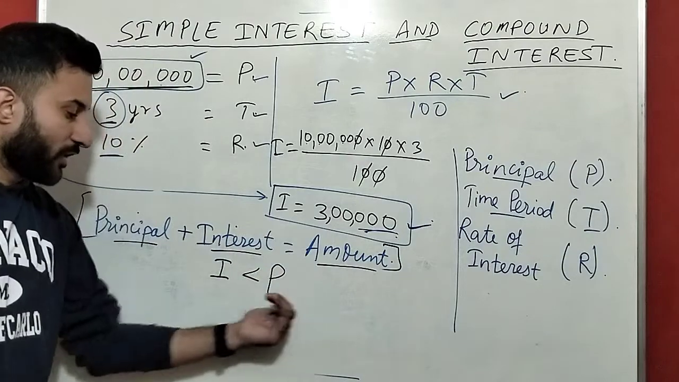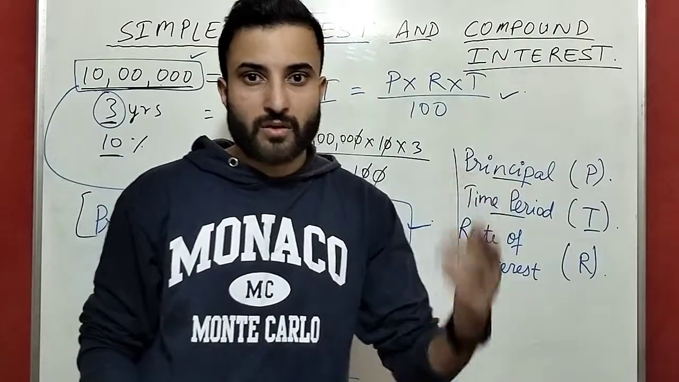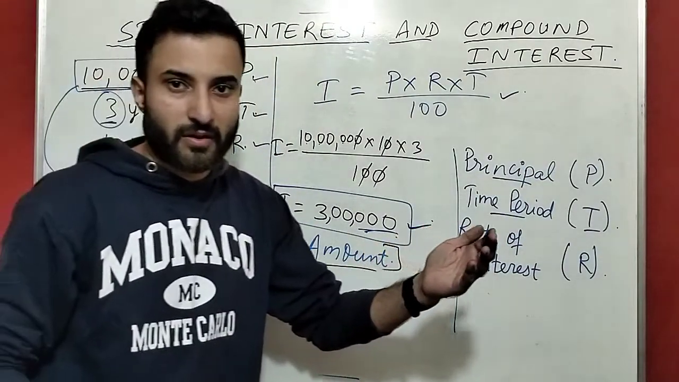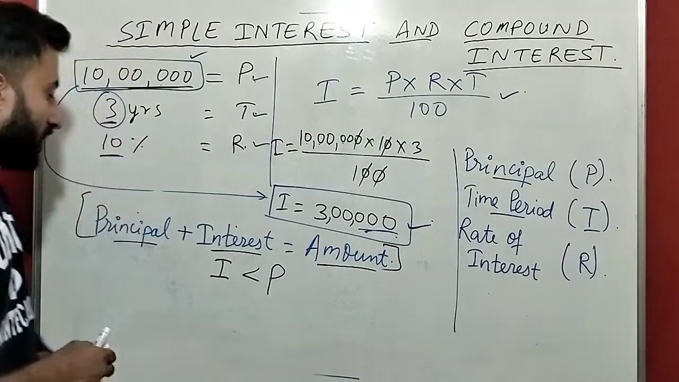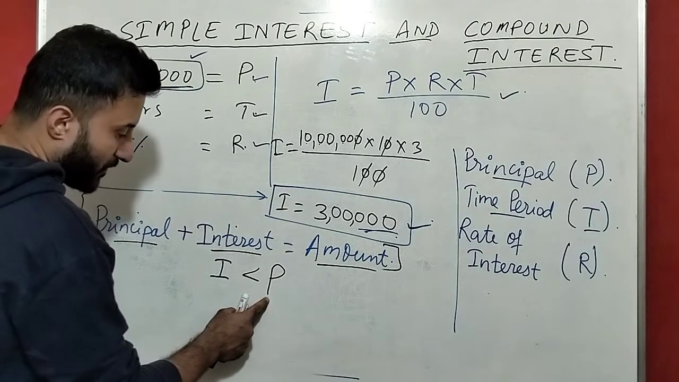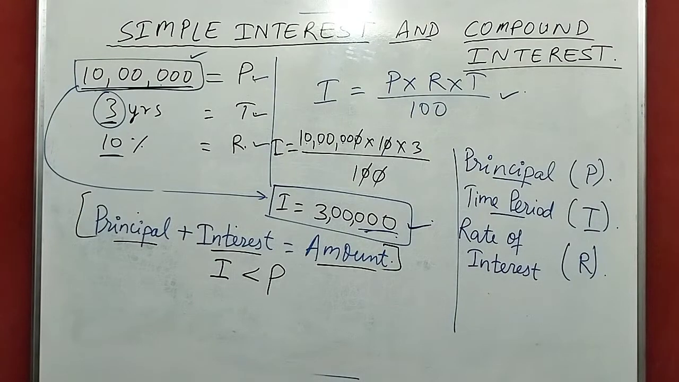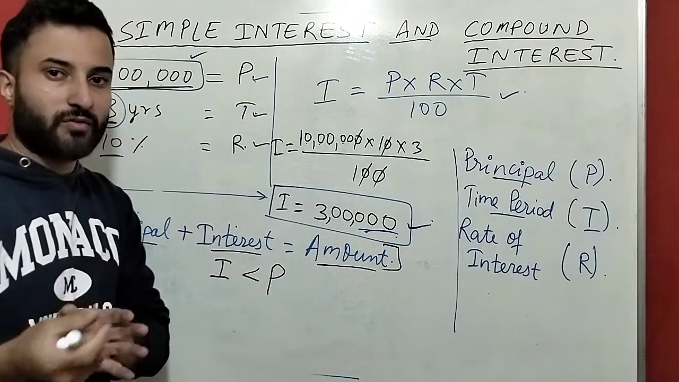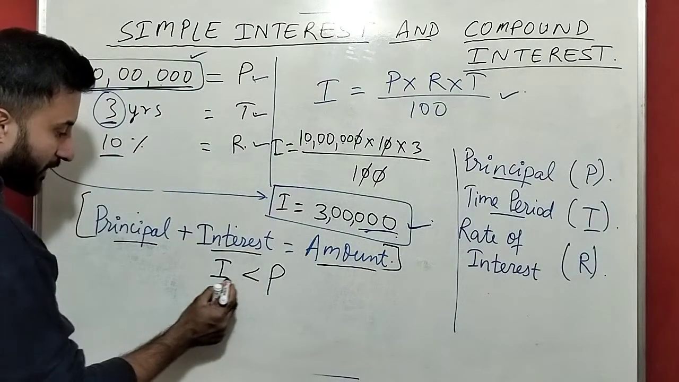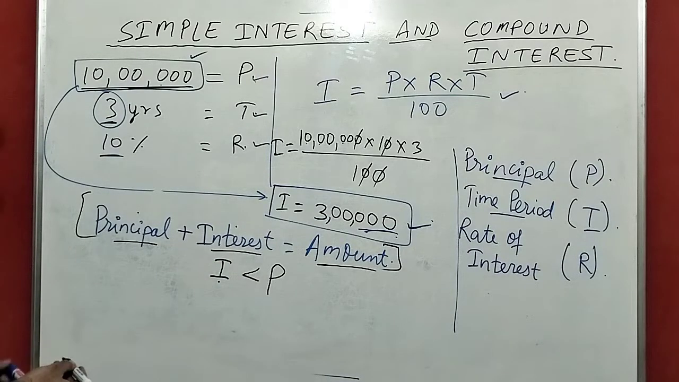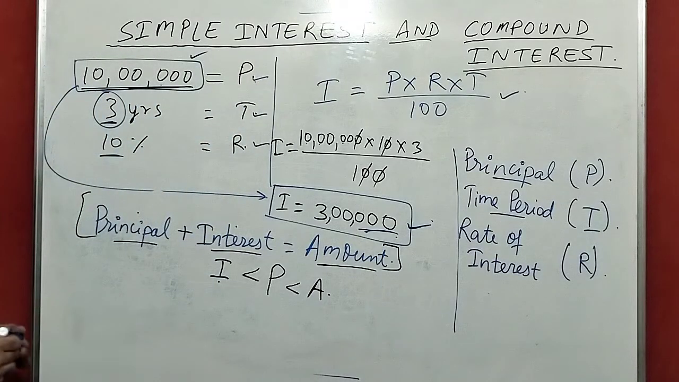Guys, remember this trick. I will tell you how to apply it in the questions, when we will be solving the exercises in the upcoming videos. Okay. So every time the interest is less than the principal. If two values are given, one will be your principal, and the lesser value is your interest. So the interest is smaller than principal, and principal is smaller than amount.